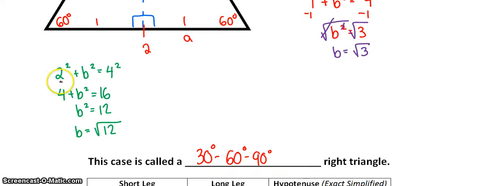Okay, so here's the case where the short leg is 2 and the hypotenuse is 4. We get b is the square root of 12. But remember, we learned how to simplify this, and we learned this for a reason.